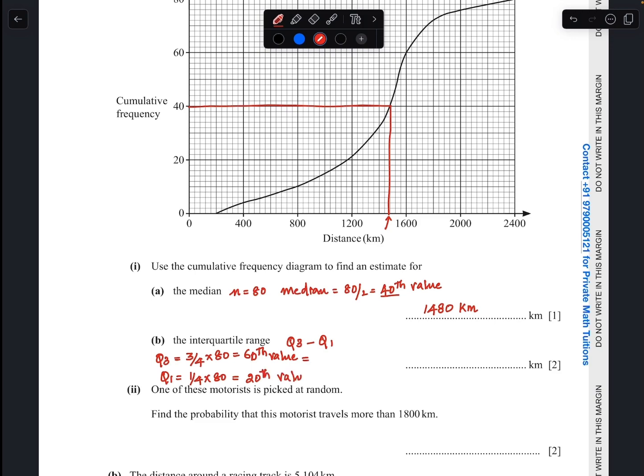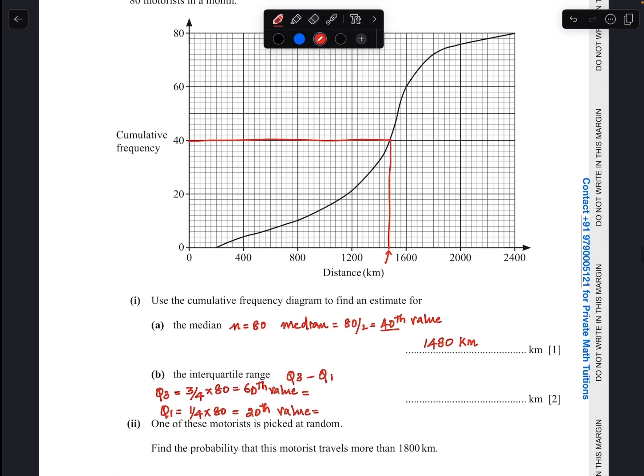Now we'll go back to the graph. We'll figure out which is the 60th value. So draw a line from the y-axis, touch the graph, and then from that point come down to the x-axis. So it is 1600. So this is Q3. This is the median. Q1 is the 20th value.